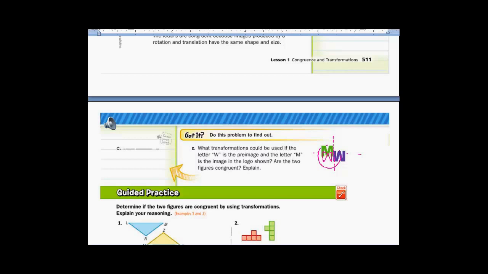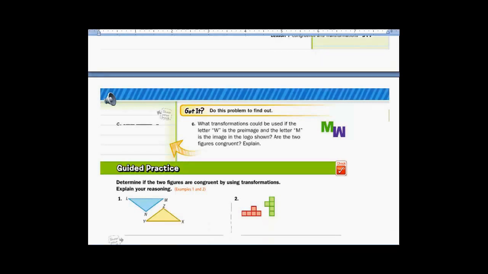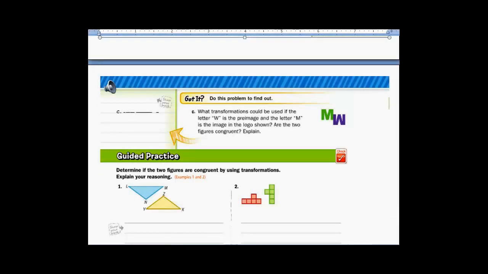As long as you're not saying, okay, I would just translate it to the left. No, you also either have to rotate it or flip it. All right? So really, this one is open to interpretation. There are multiple ways of doing it. You have 3 things to pick from: translation, rotation, and a reflection. So as long as those work for you, you need to tell me if they are congruent or not.